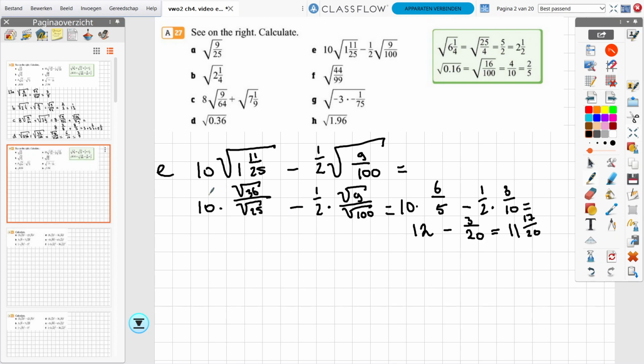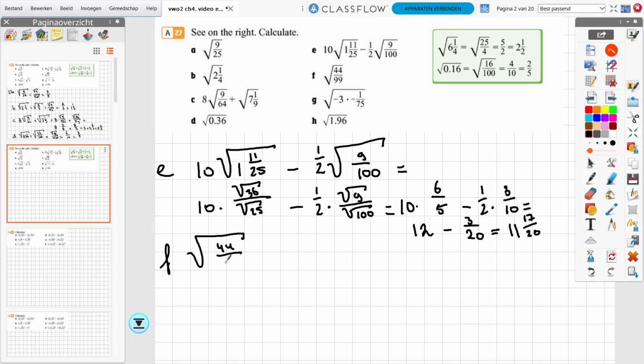Let's check if we made a mistake. It's a weird answer, right? If you find a weird answer, see if you made a mistake. This is 25, 25, 36, 36 becomes 6, correct. 25 is 5, correct. 9, okay, 9 becomes 3, correct. 10, correct. 10 times 6 is 60 over 5 is 12. It's really correct. Minus half times numerator times numerator, 1 times 3, and denominator times denominator, 20. Yeah, this is the final result. It's a weird answer, but it's correct.